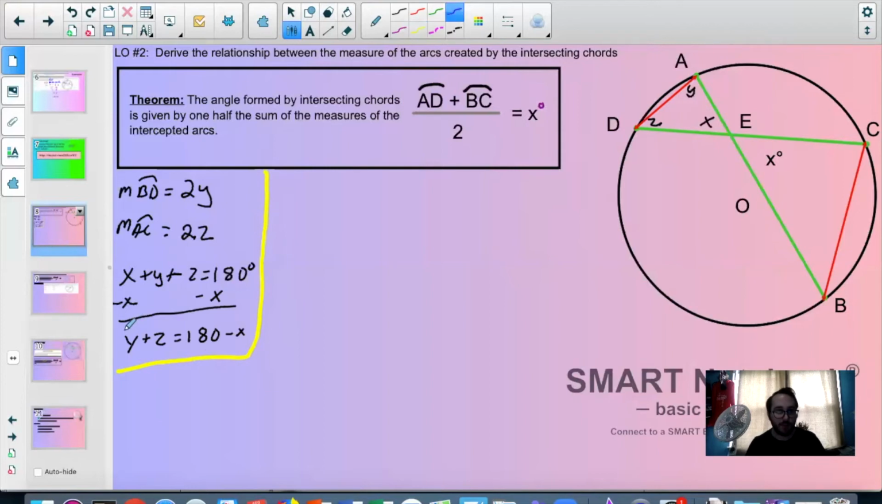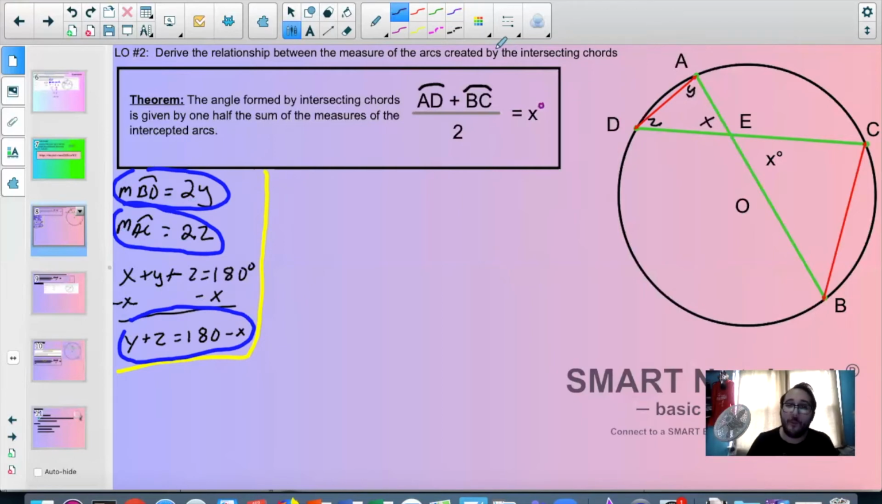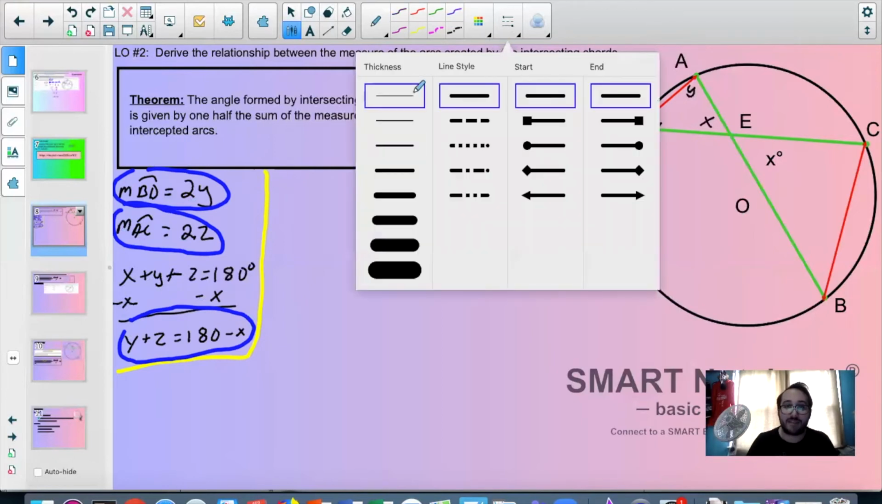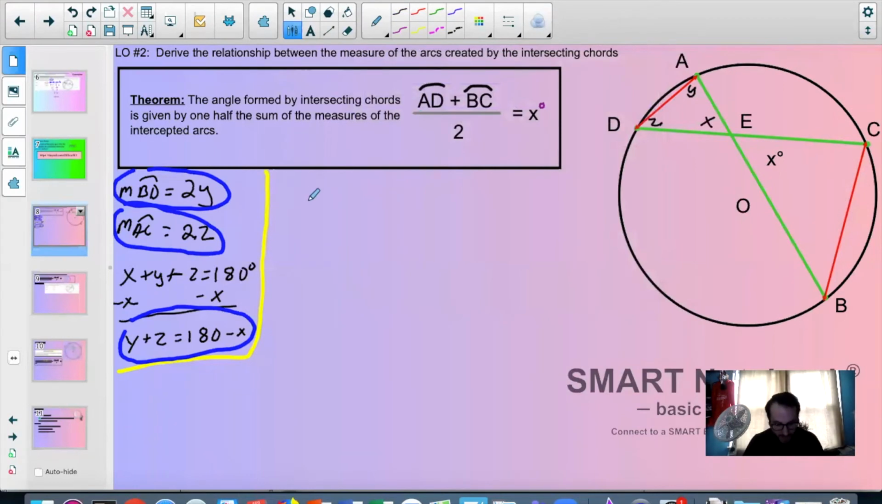And I'm just going to circle this. I'm going to circle this. And I'm going to circle this. These three things are facts that I'm going to use to show you why this formula works. Okay? There's actually one more fact, and that is the following.